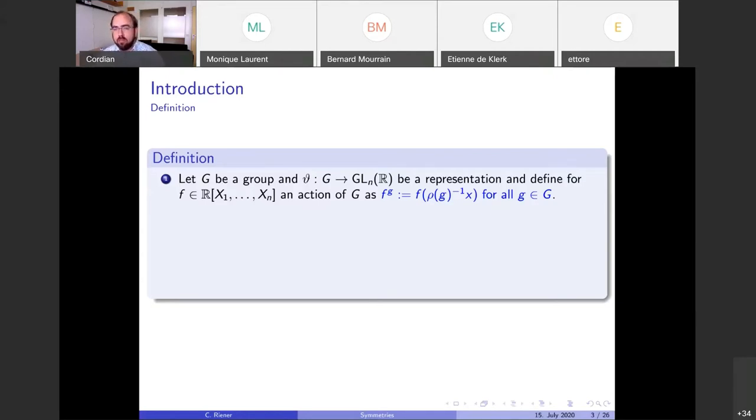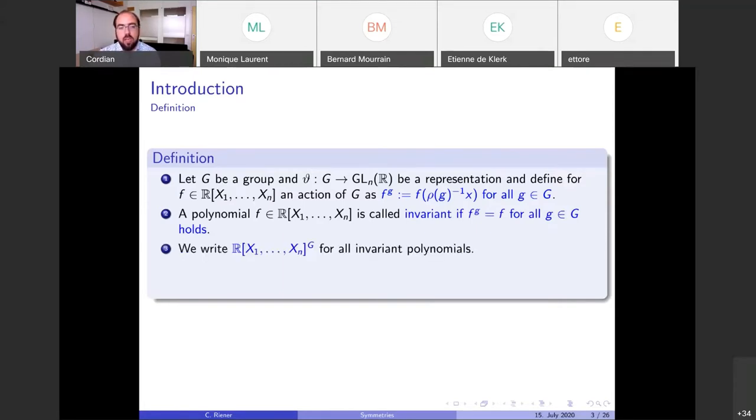And because I have this action on R^n, I can also define an action on polynomials by just saying, well, I evaluate the polynomials as functions not at x, but I have the group representation acting on x. I will denote this f^g, which is this action of G on the polynomials. Then, very easy notation again, I will say that a polynomial is invariant if acting by the group on the polynomial doesn't change the polynomial. And also a standard notation that you have maybe seen previously, I will use R[x]^G to denote the ring of invariant polynomials.